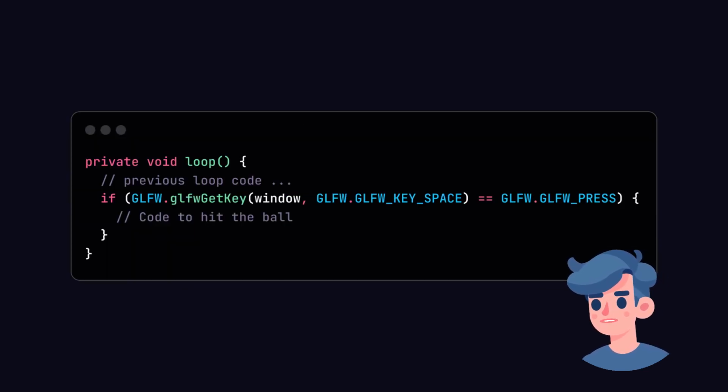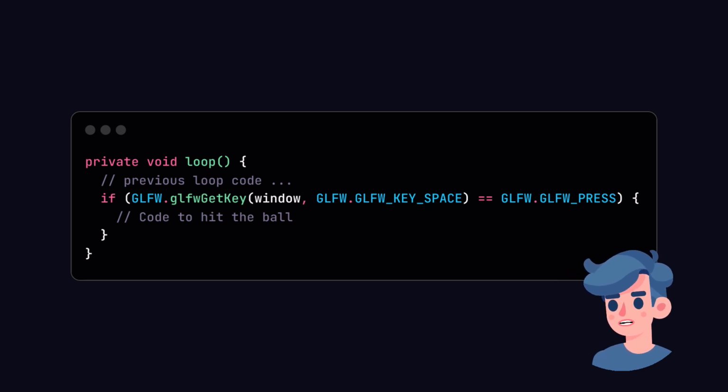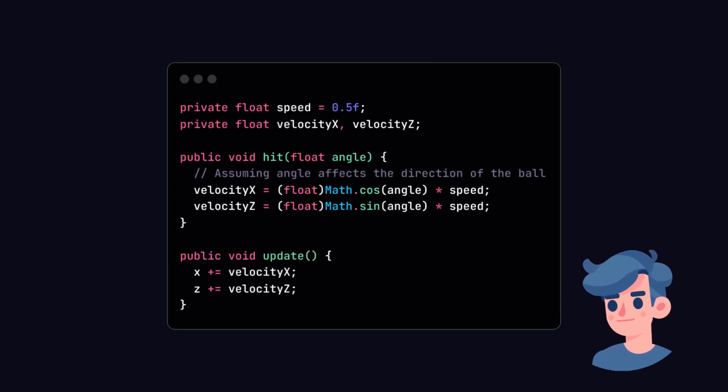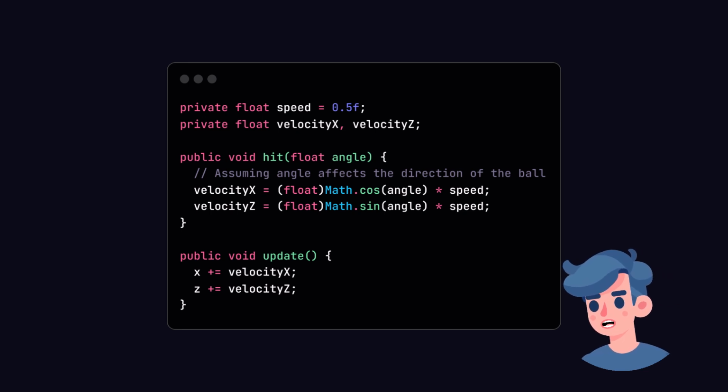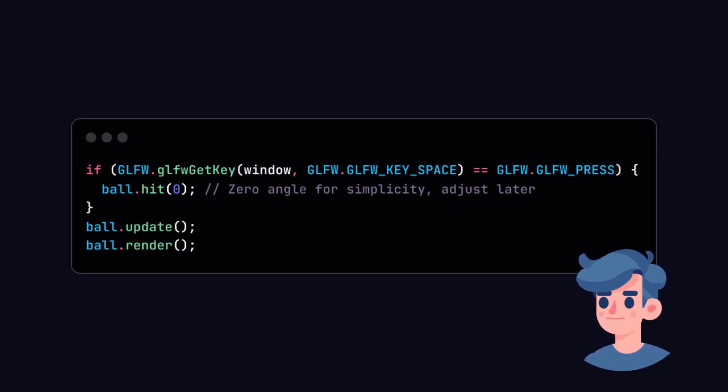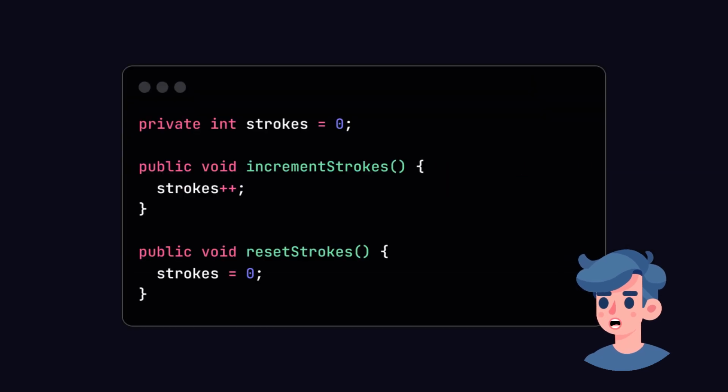We're making progress, but now we need to implement controls to hit the ball. We will use keyboard inputs to control the golf club swing. For this, we can check for key presses using GLFW. Next, let's implement the ball movement. We will add velocity and direction to the ball when the space key is pressed. Modify the GolfBall class to include these features. In the loop method, after checking for the spacebar press, we can call the hit method on our ball. After hitting it, we must update our ball's position in each iteration of the loop. At this stage, you should be able to control the ball slightly.